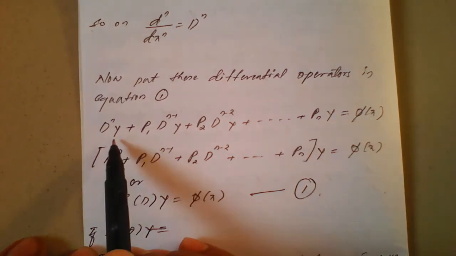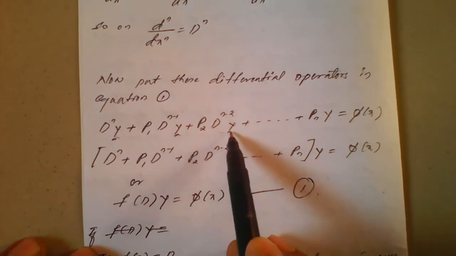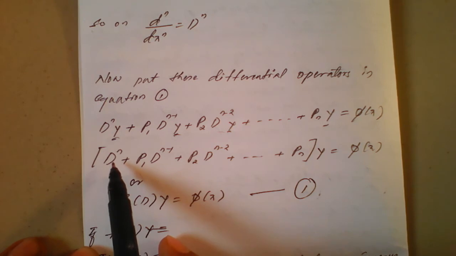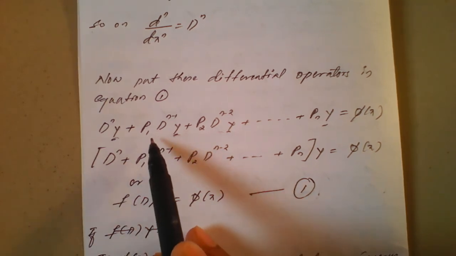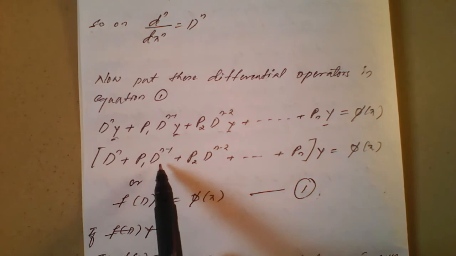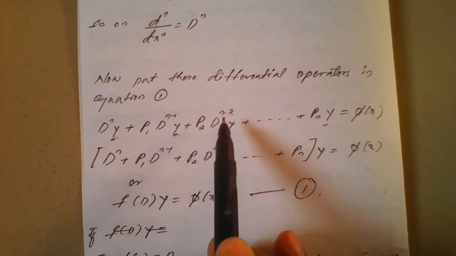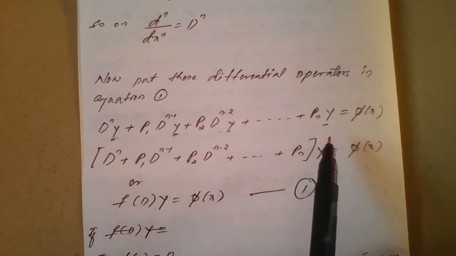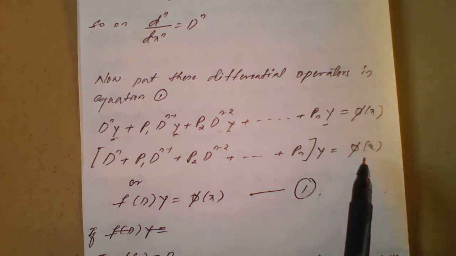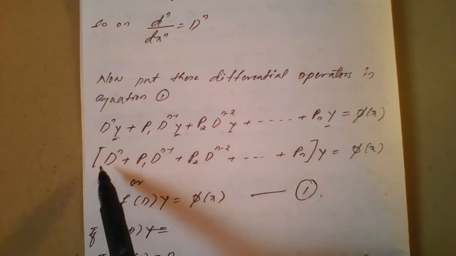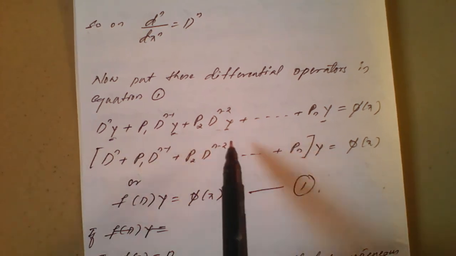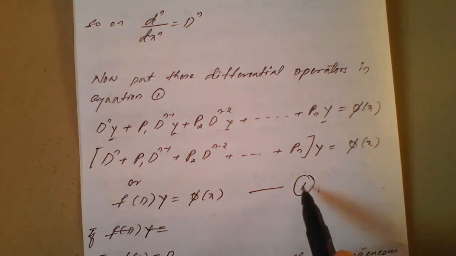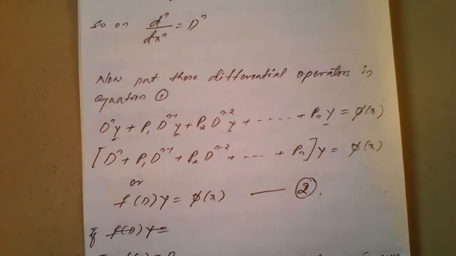Here you can see that y is common for all the terms, so I will take it common. What is left is D^n, then p1 D^(n-1), plus p2 D^(n-2), plus so on, and here pn, because we have taken y common. This bracket is a function of D, so I will write f of D of y = phi of x, and call this equation number 2.